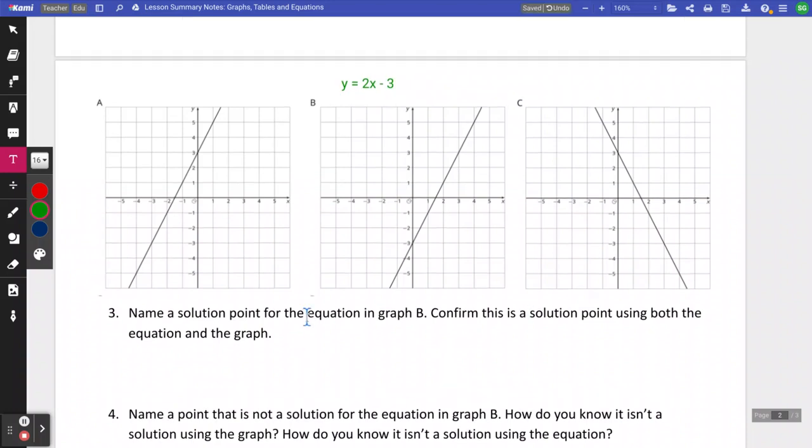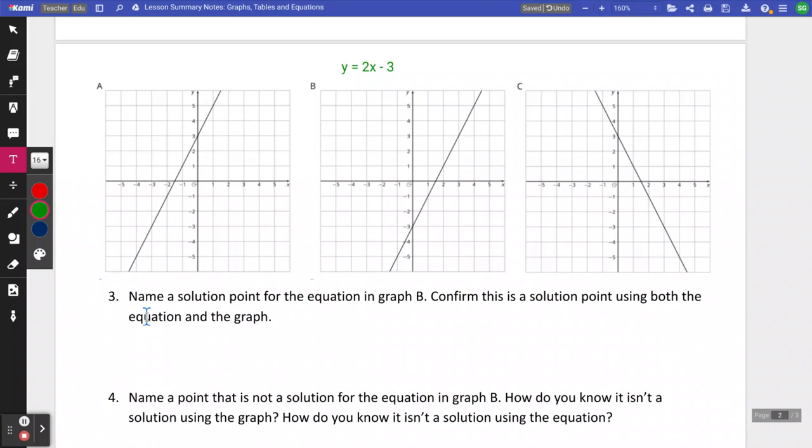So go ahead for number 3 and do exactly what it's asking. See if you can identify a solution point from this graph, and remember your point's going to have two numbers in it, an x and a y. Confirm that that point is a solution using the graph, and confirm that that point is a solution using this equation. Go ahead, pause the video, and try that now.